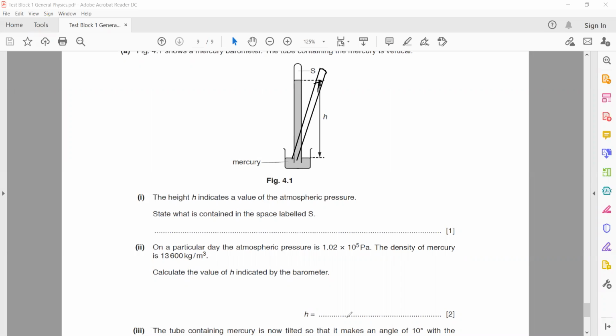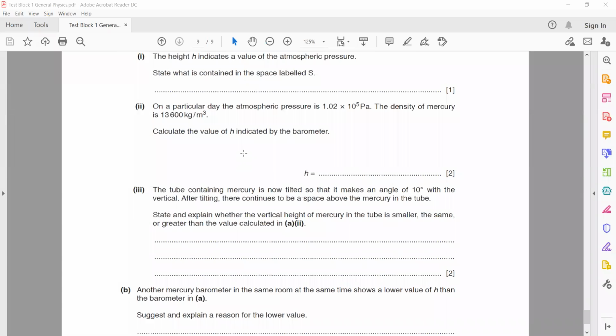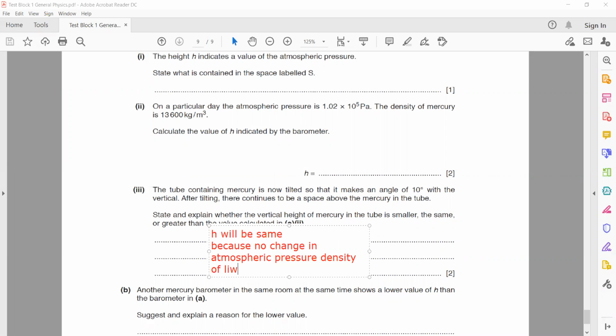So the answer for this part: if we tilt it, the h will be the same. It does not depend on the tilt, because there is no change in atmospheric pressure, density of liquid, and gravity. That's why the h will remain the same.